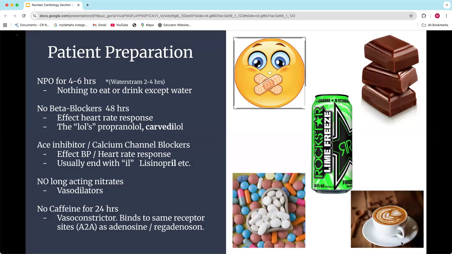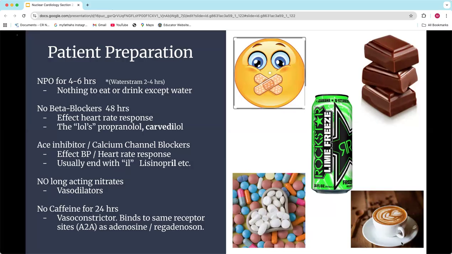The other one is ACE inhibitors or calcium channel blockers. These affect blood pressure and heart rate response. The blood pressure itself can affect your heart rate response. And so usually we try to have them off of ACE inhibitors, especially if they're going to go on a treadmill. The beta blocker and ACE inhibitor aren't necessarily applicable to every pharmaceutical version of stress, but they definitely affect the treadmill. And when we talk about each of these stress options, we'll refer back to that.